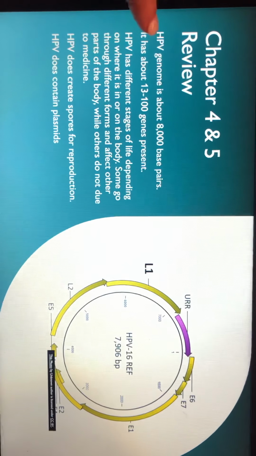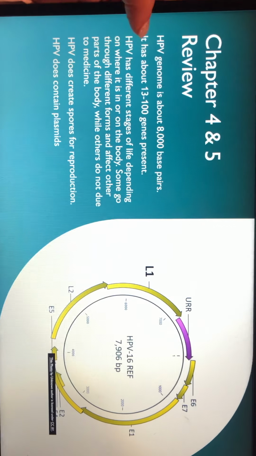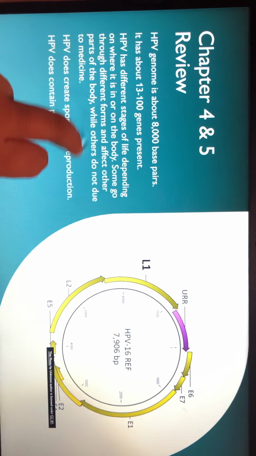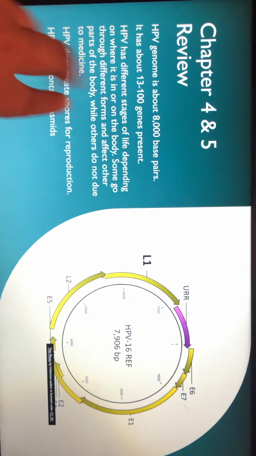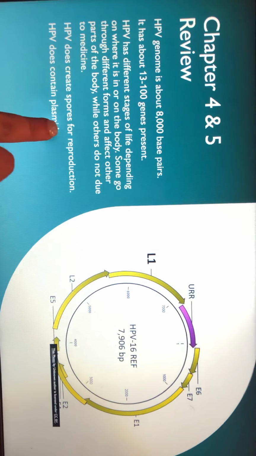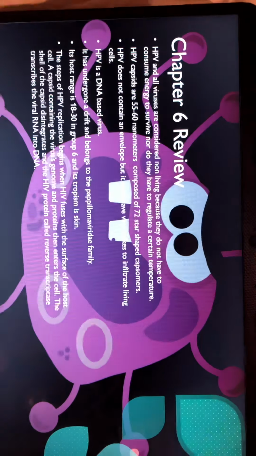HPV genome is about 8,000 base pairs. It has about 13 to 100 genes present. HPV has different stages of life depending on where it is on the body. Some go through different forms and affect other parts of the body, while others do not due to the medicine that they give. They do create spores for reproduction, and it does contain plasmids. And that's chapter 4 and 5 review.